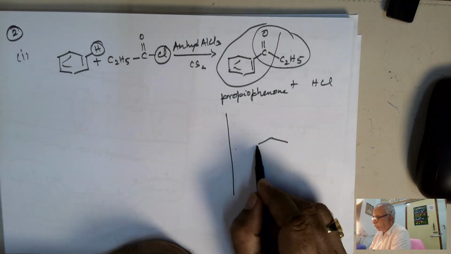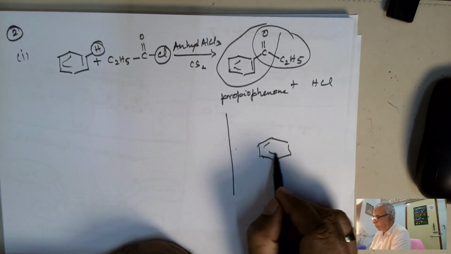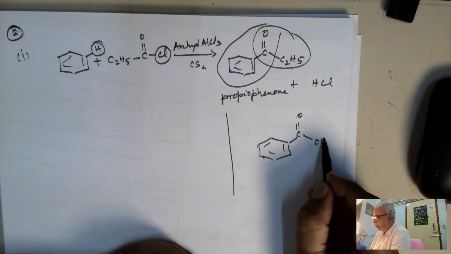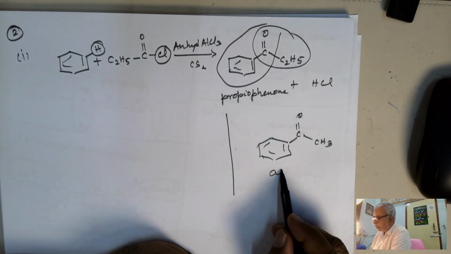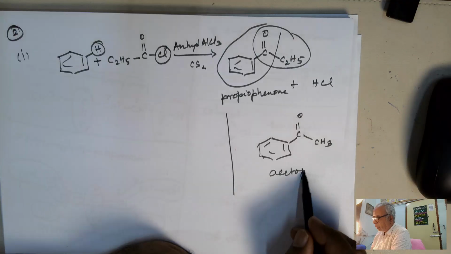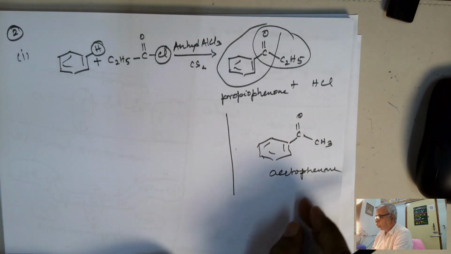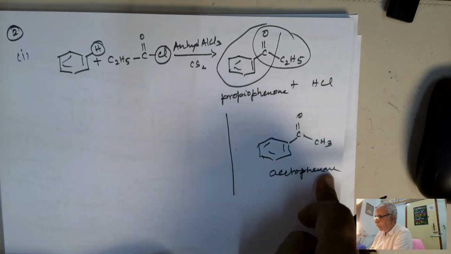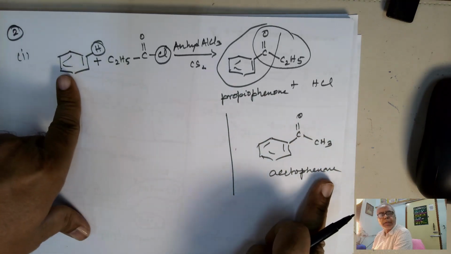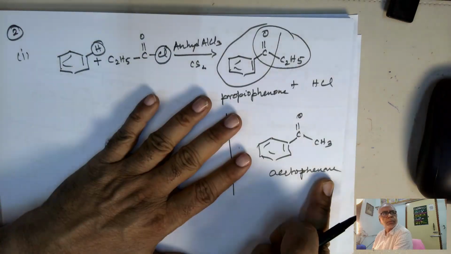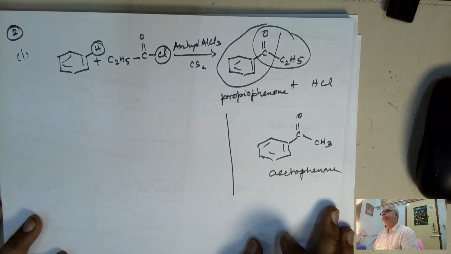Acetophenone is C6H5COCH3. This is called acetophenone. So what could be the starting compound to get this acetophenone using this kind of reaction? Instead of ethyl, we can put CH3. That's all.